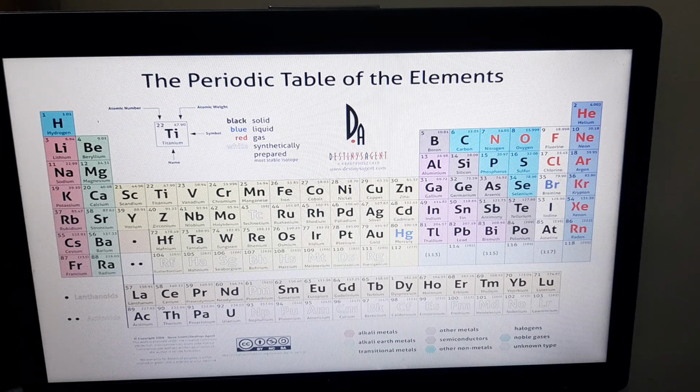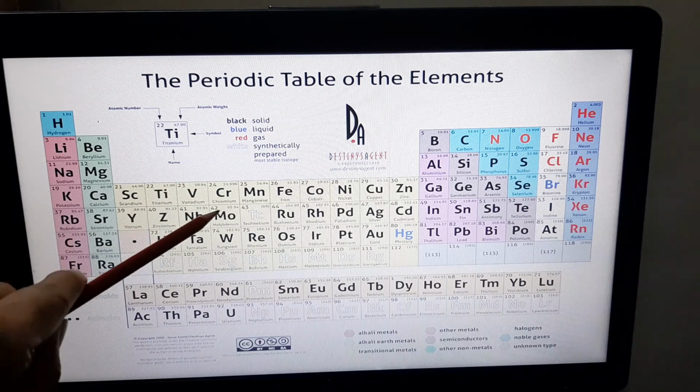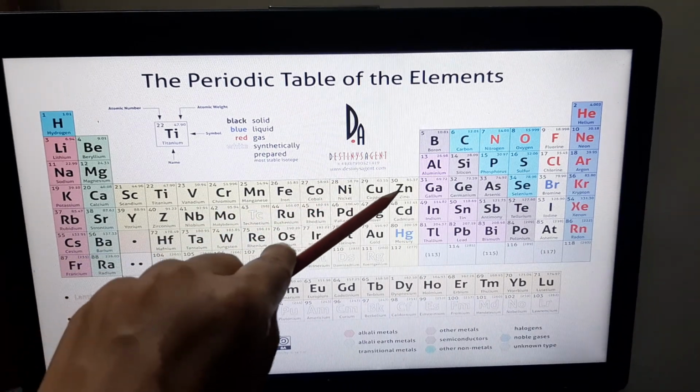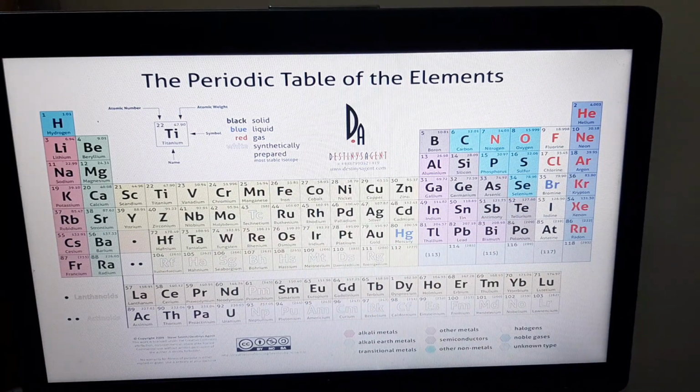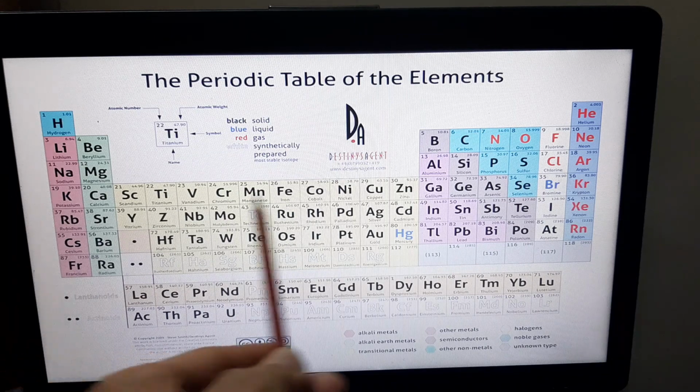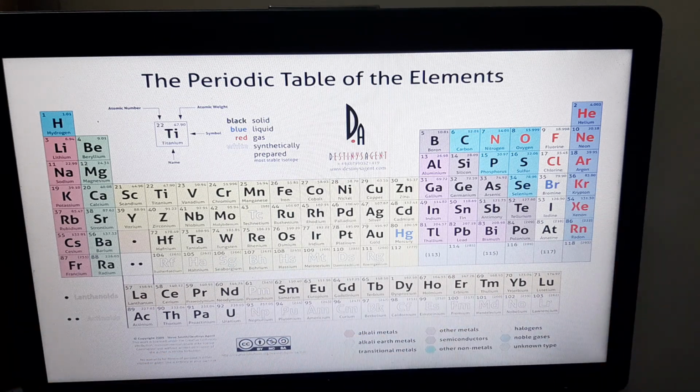Likewise, there are 18 columns. If you look at the columns, let's count them: 1, 2, 3, 4, 5, 6, 7, 8, 9, 10, 11, 12, 13, 14, 15, 16, 17 and 18. There are 18 vertical columns, and these vertical columns are called groups. So henceforth, when I say groups, remember they are vertical from top to bottom, and when I say periods, it means horizontal rows from left to right. The 2 rows below are the lanthanide and the actinide series.